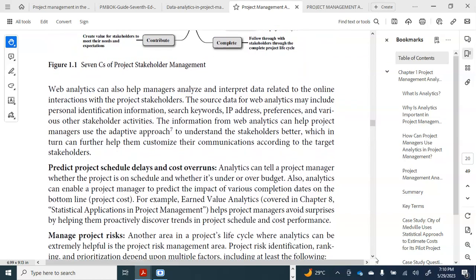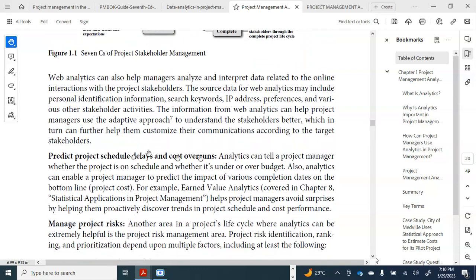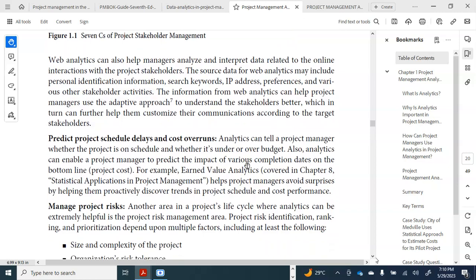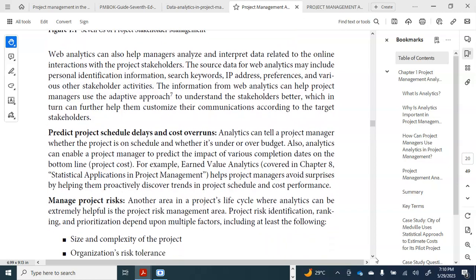So let me talk about the predictive project schedule delays and cost overruns. You know, the importance of analytics, right? So analytics can tell a project manager whether the project is on schedule and whether it's under or over budget. Also, analytics can enable a project manager to predict the impact of various completion dates on the bottom line project costs, right? For example, you have your earned value analytics.